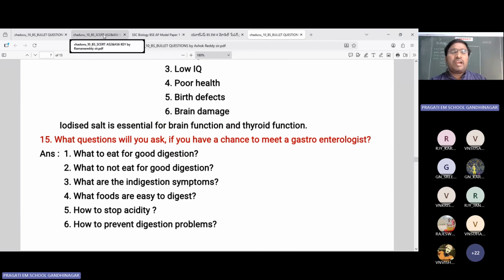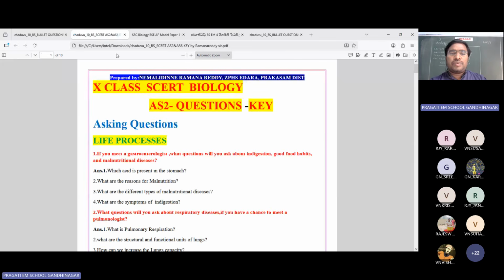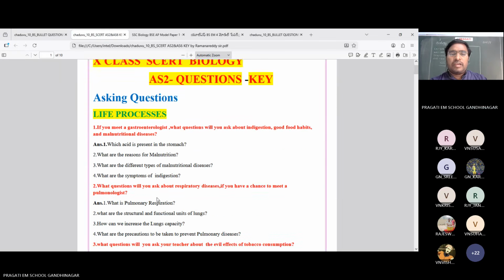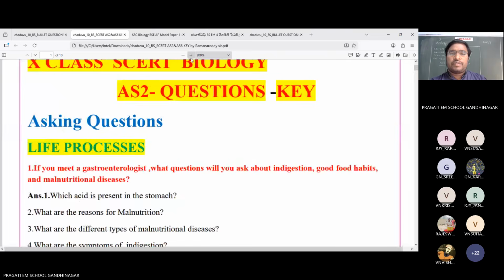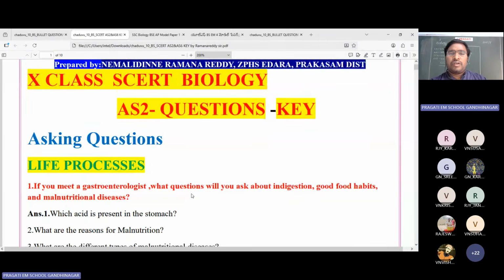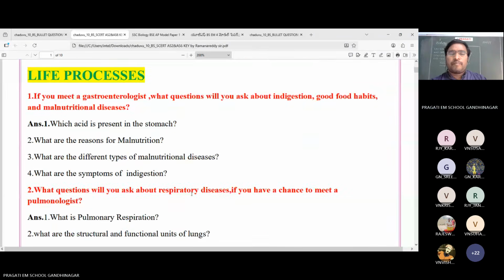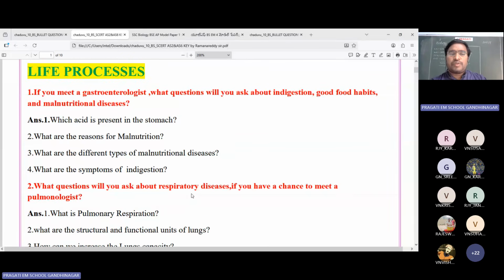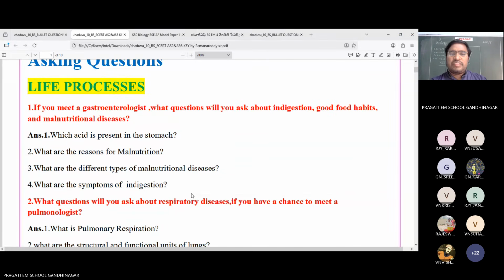Now, I'm going to show you some important SCERT asking questions and making hypothesis questions. These are also important 2 mark questions, which are given by the SCERT book. So in the life process lesson, these are the important 2 mark questions. Some more important questions.